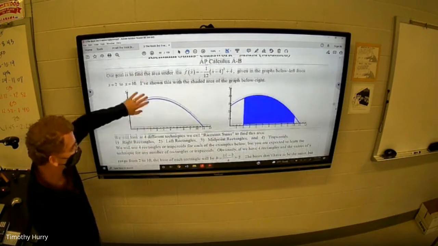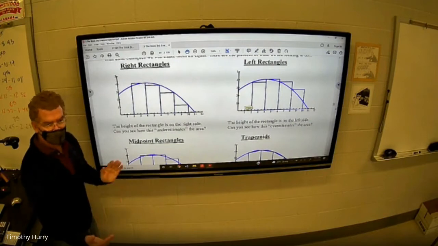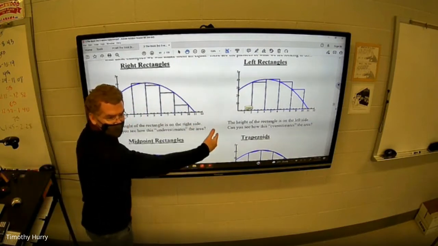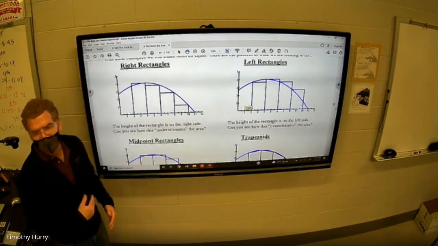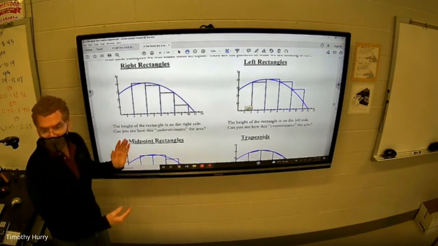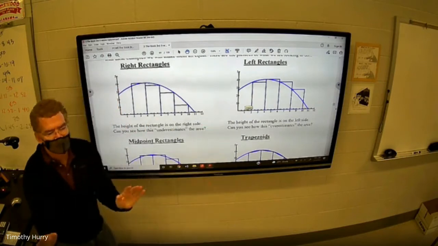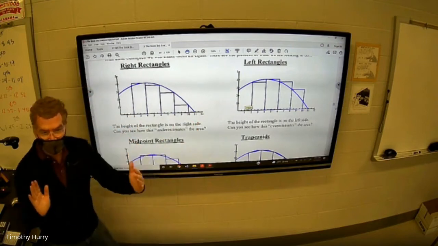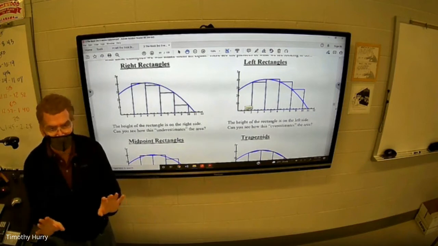If you think about these examples right here, on a right rectangle, you need to know where you begin and where you end. So if I was going from 2 to 10, x equals 2 to x equals 10, and sometimes it's time, like I'll ask, how much did you accumulate from time 2 to time 8 or time 2 to time 10? Whatever it is, find the time that expired, 10 minus 2, which is a total of 8. And then depending on how many rectangles you have, divide it by that number of rectangles.